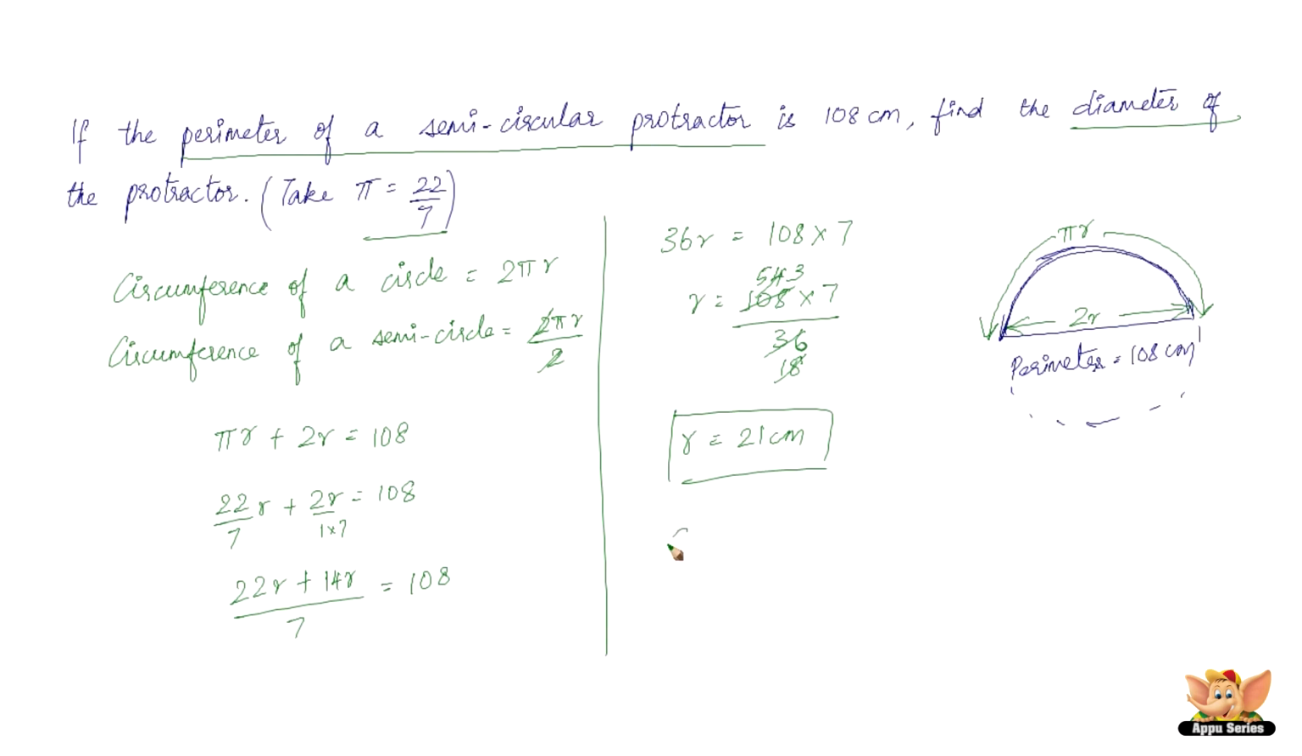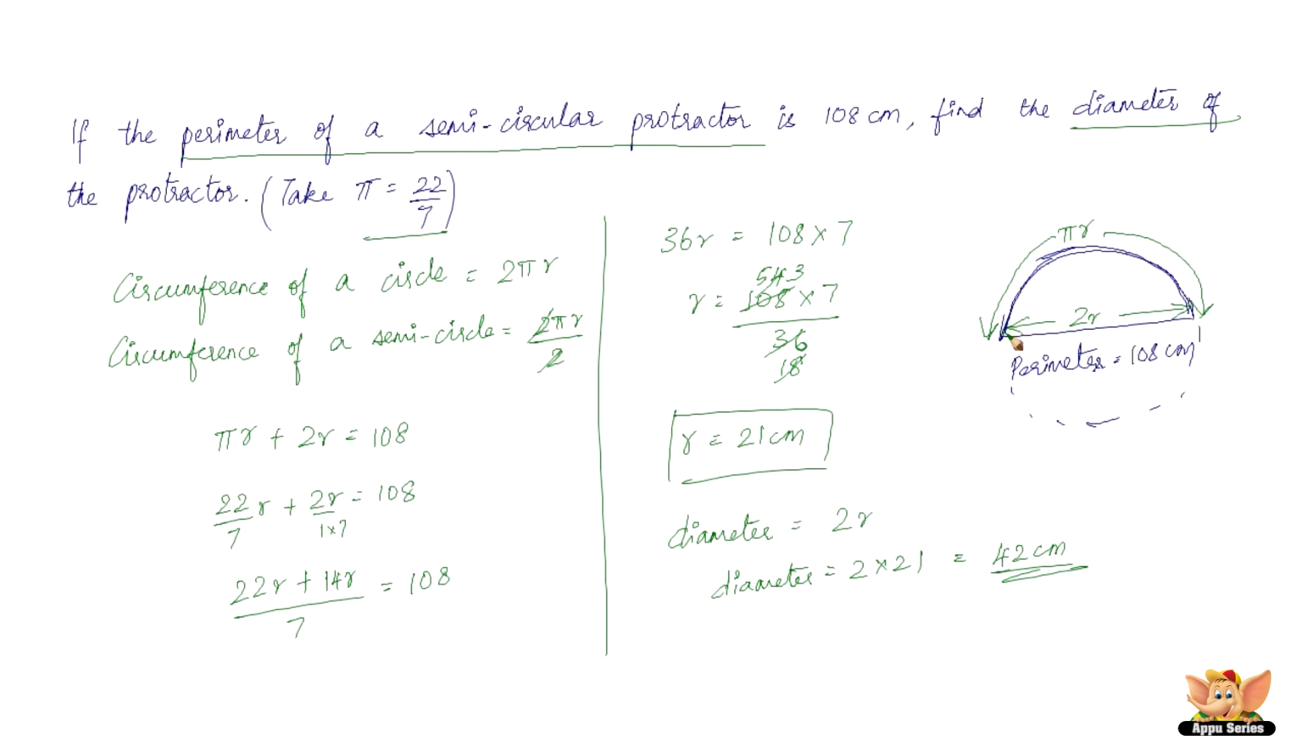Diameter is nothing but 2 times r. So therefore, the diameter is 2 times 21, which is equal to 42 centimeters. So the diameter of the given semicircular protractor is 42 centimeters. That's all. The most important point to note here is that when they say perimeter, it includes the entire boundary. But if they had told just the circumference, that would have been maybe this curve, but I'm sure that doesn't exist.